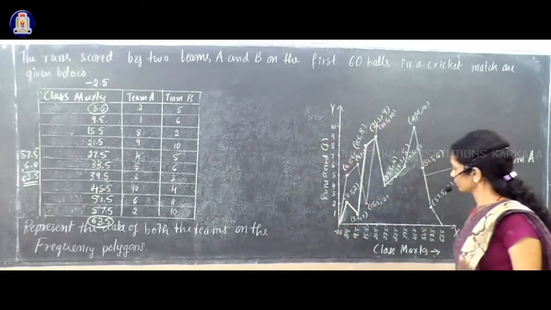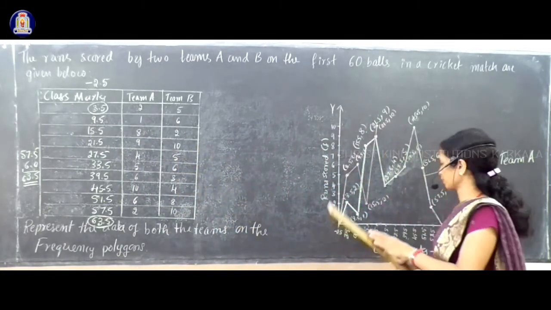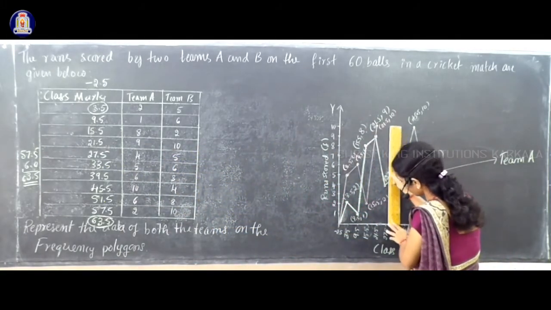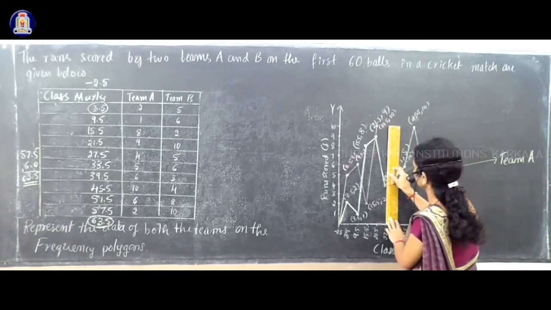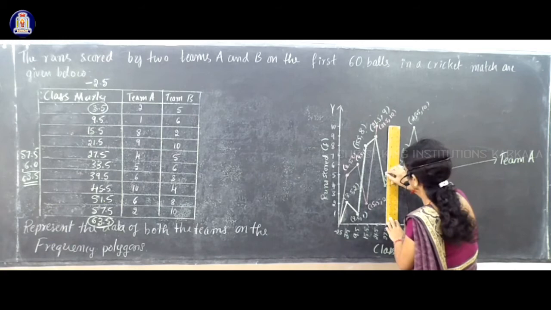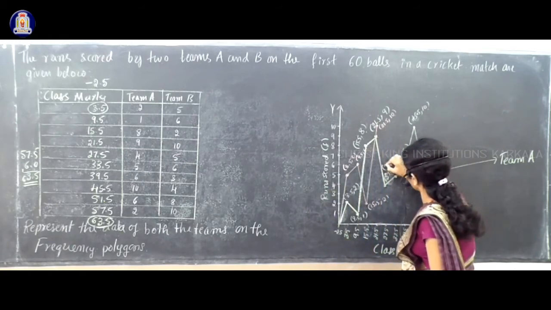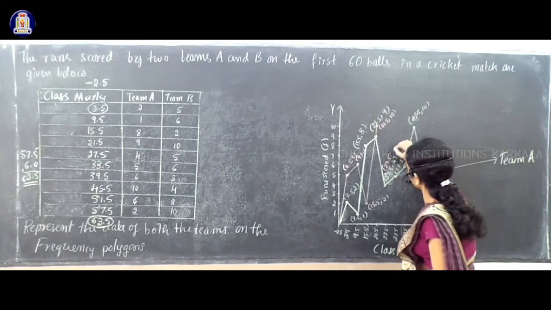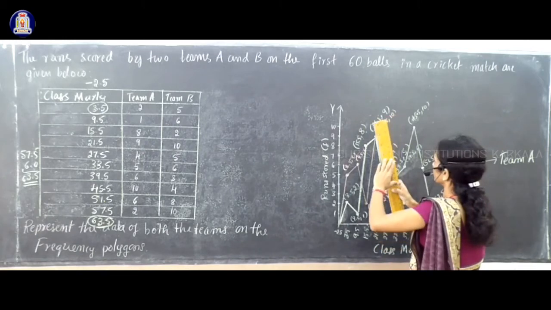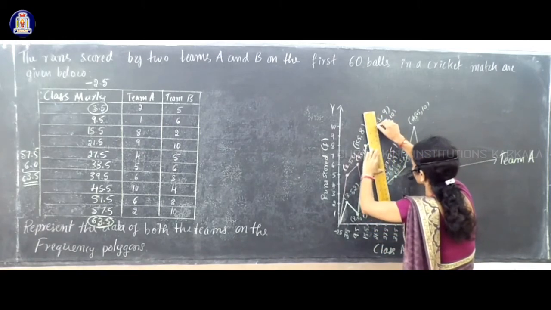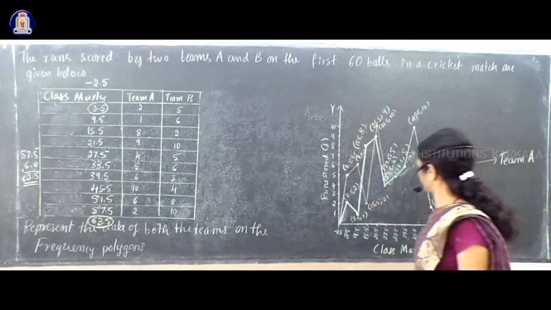Next up is 27.5. In that the frequency is 5. Okay, 27.5, in that you have to move up to 5, here. This point's coordinates are 27.5, 5. Join that with the previous point. It is here, the previous point is here. Join that.